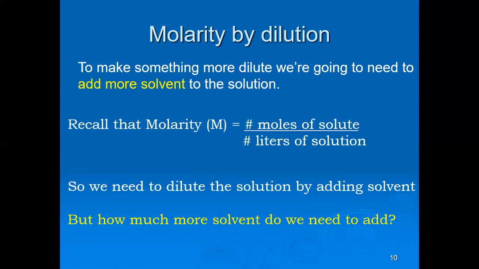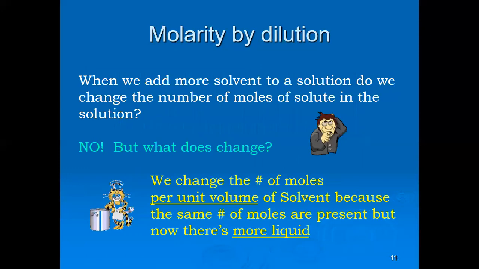So we know the formula of molarity is equal to moles of solute divided by liters of solution. So we need to dilute the solution by adding solvent. But how much more solvent do we need to add? This depends upon the formula. When we add more solvent to a solution, do we change the number of moles of solute in the solution?